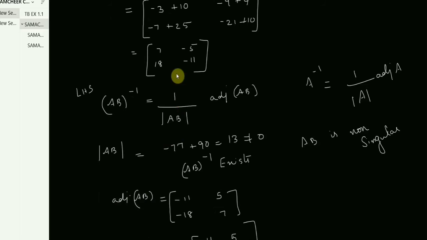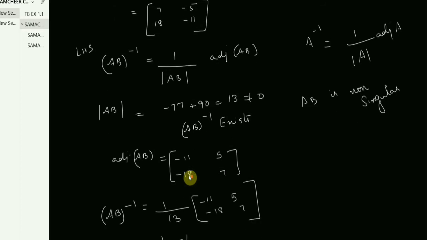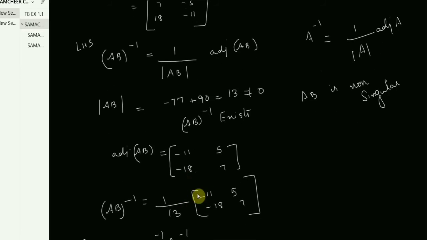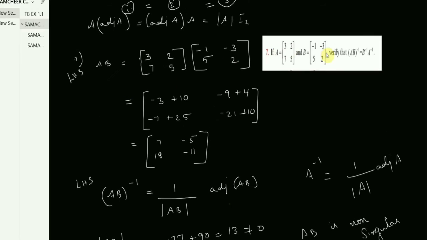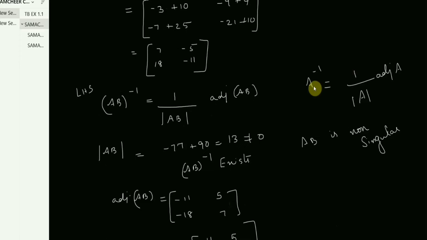So adjoint of AB, you know how to find. Just interchange those two elements of the principal diagonal. So it will become minus 11 and 7. The other side, keep as it is but change the signs. Okay, so it will become minus 5 and minus 18. So AB inverse is 1 by, you already found the determinant of AB, that is equal to 13, into the adjoint of AB, that is minus 11, 5, minus 18, 7. So we have found AB inverse.